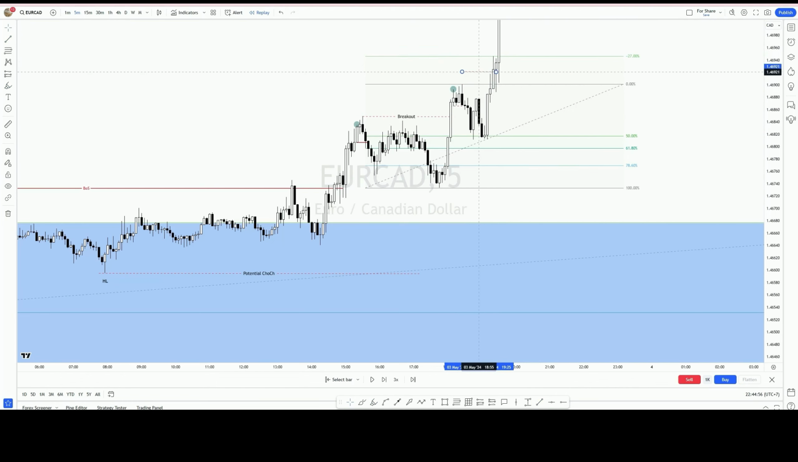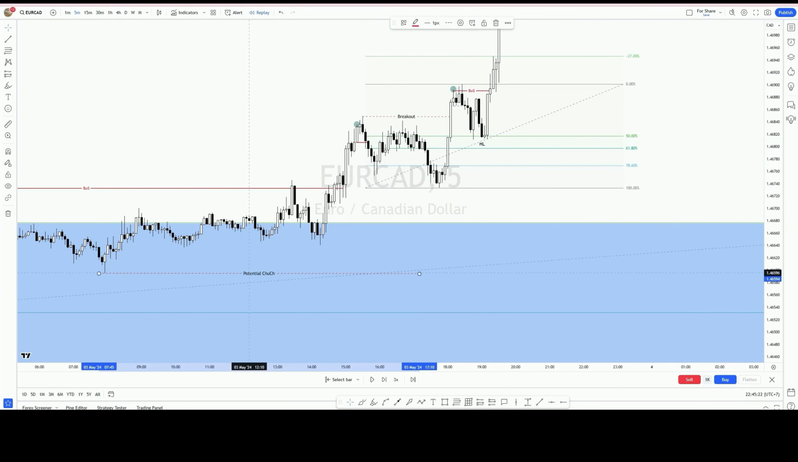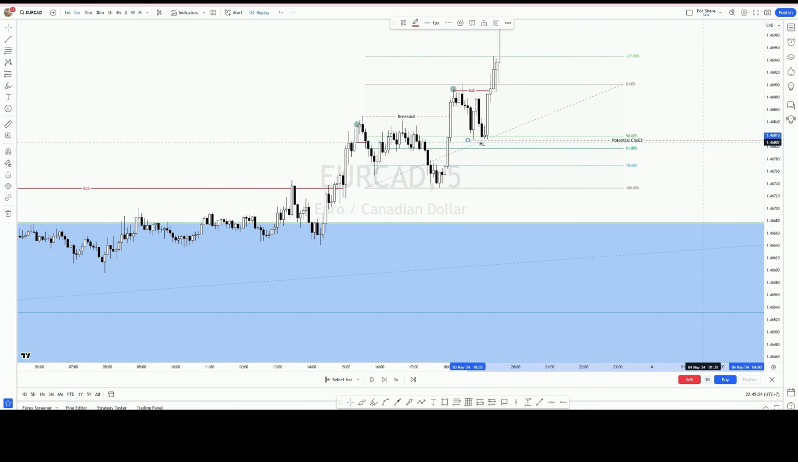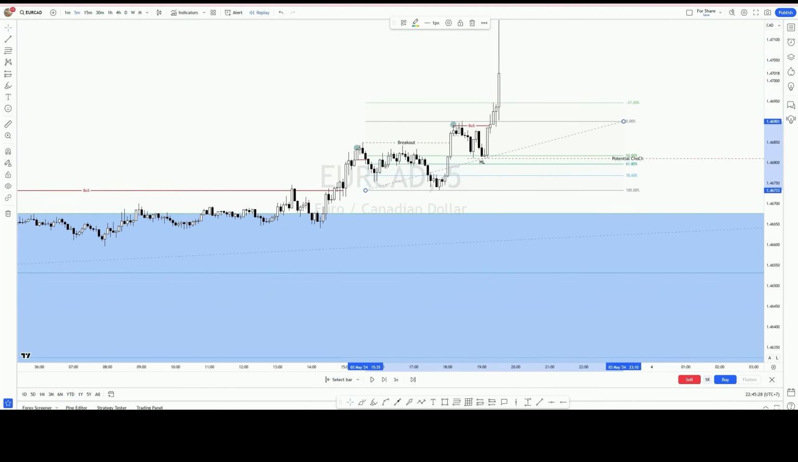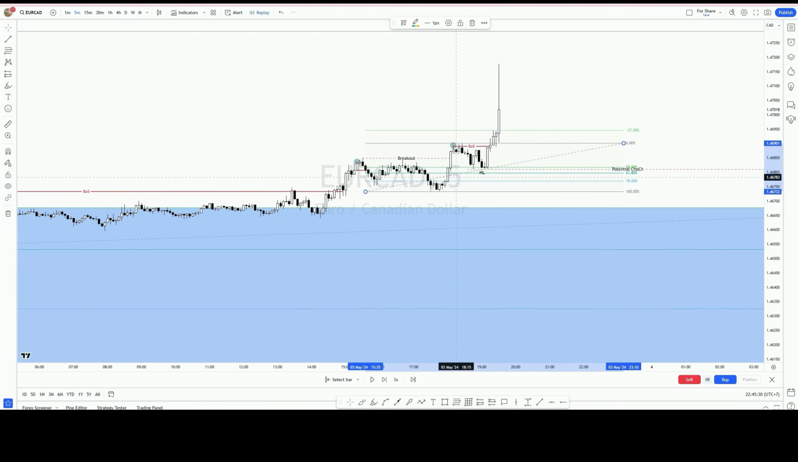And here, to see for confirmation, this is the candle body that broke and closed above that highest bullish candle. So I have a new break of structure. I have a new higher low. I have a new potential change of character, and also I have a new market setup.